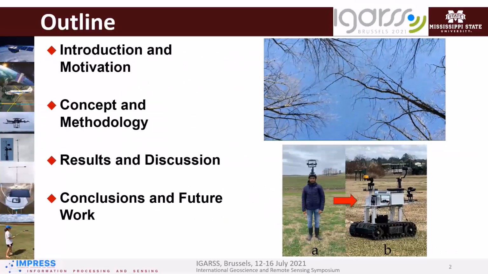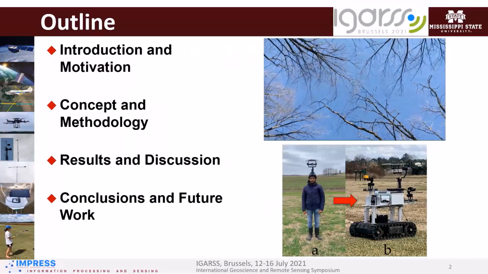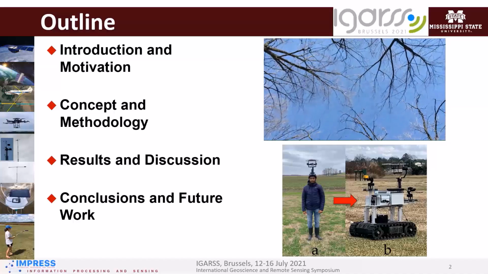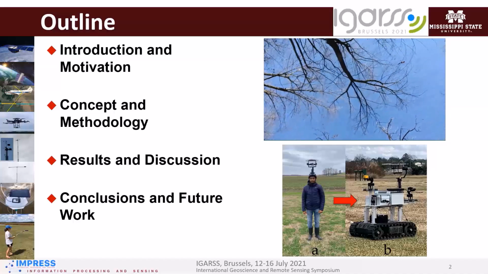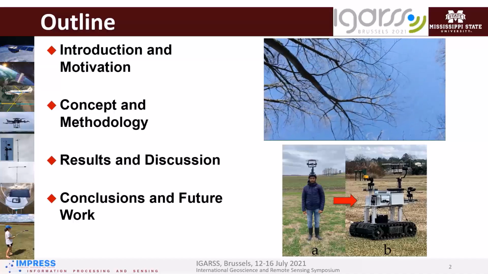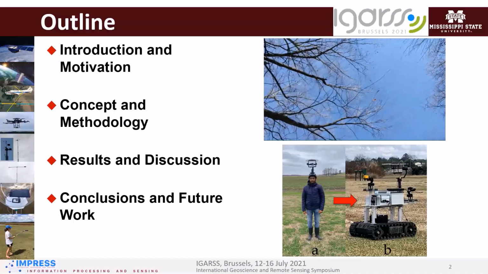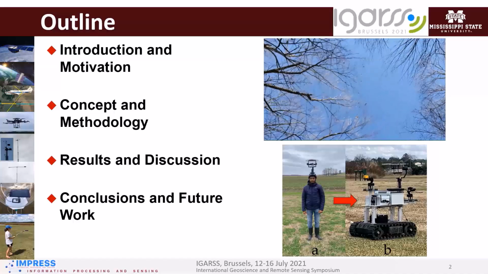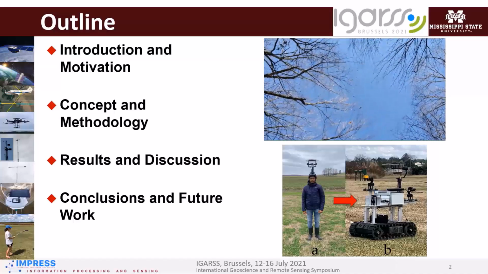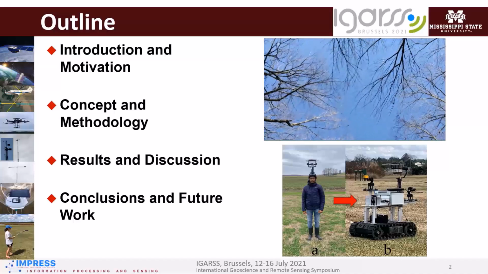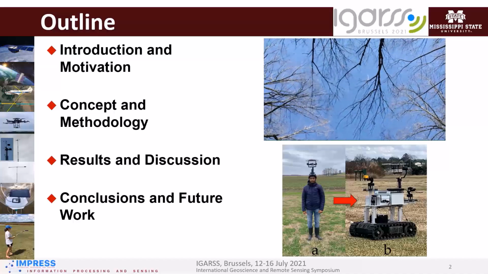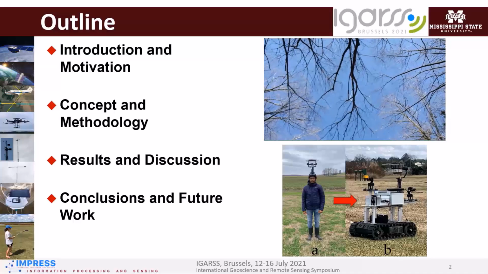Here is the outline of our presentation. I will talk about the motivation behind this work, the concept and methodology of the experiment, and finally, the result and future work. As the presentation goes forward, you will see the experiment evolving from a helmet-based system to a UGV-based system. The video is showing what the upward-looking GPS receiver is seeing while receiving data under forest canopy.